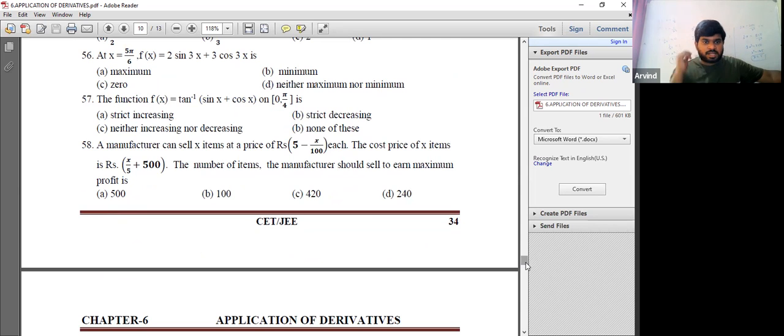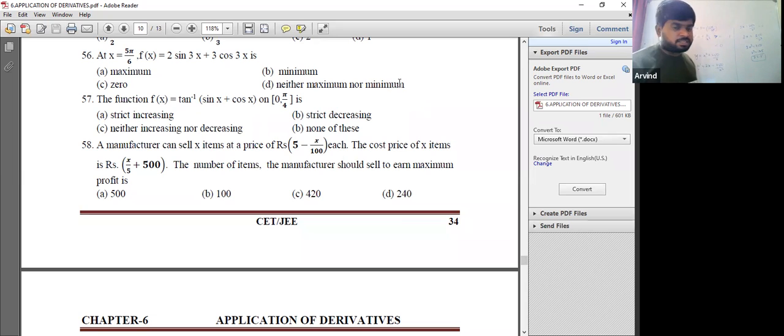A manufacturer sells x items at a price of 5 minus x by 100 each. So one item has a price of 5 minus x by 100. So total items is x items. Okay, so the selling price will become x into 5 minus x by 100. I'll just do this one problem. This one is a bit different. The rest are easy.